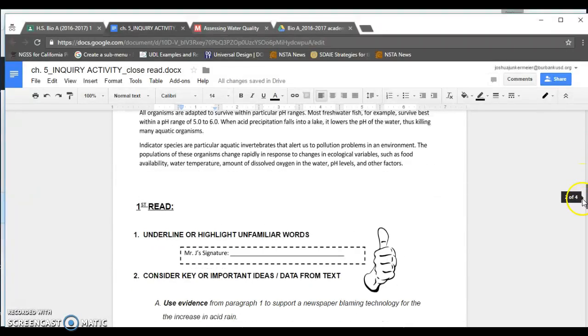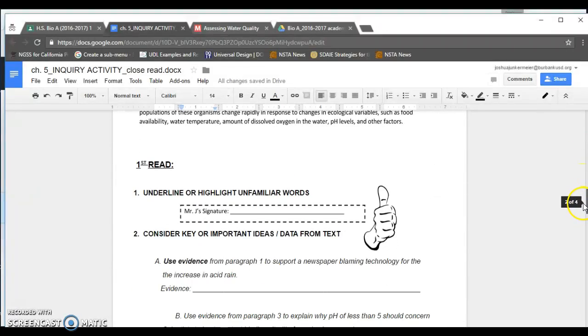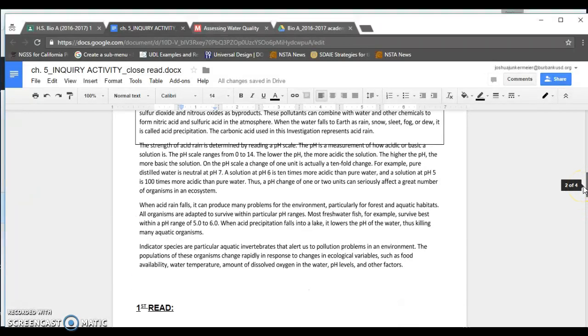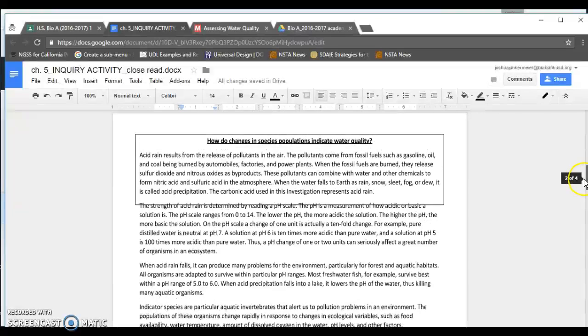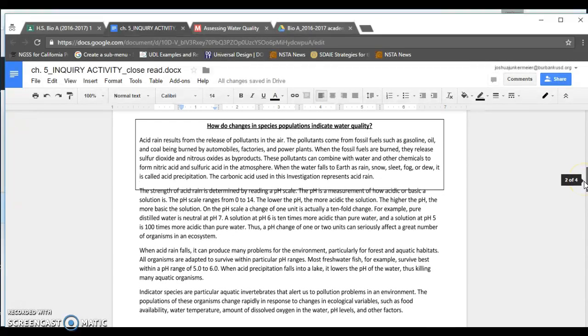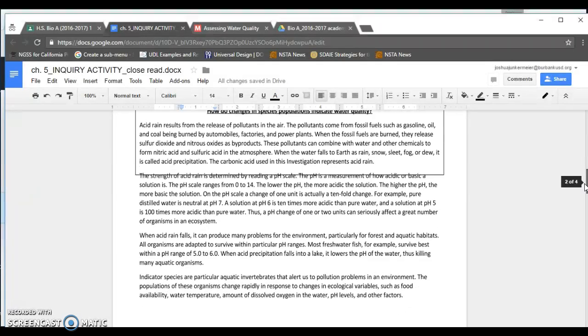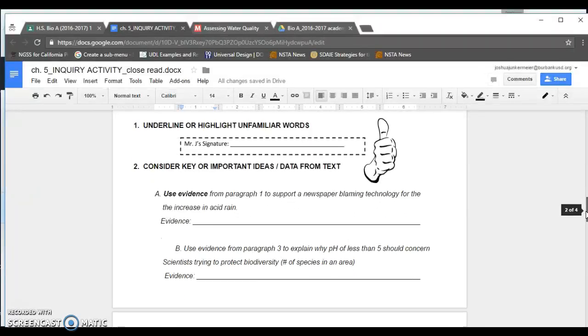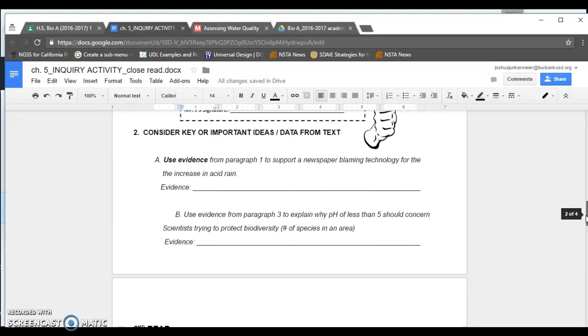So you read through this, and then you're going to underline or highlight unfamiliar words. And underlining might be the easiest thing, or you can just color the text. So any words in here that you don't understand, you're expected to underline or highlight or change the color of. Then you'll get a signature from me. And then after that, you read through, and it guides you into kind of thinking about comments or information for certain paragraphs.